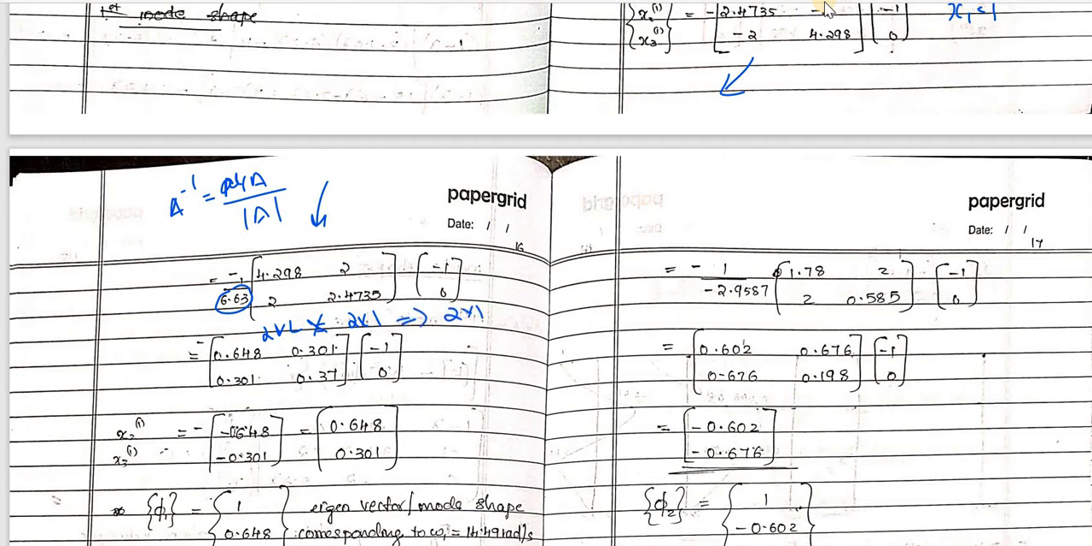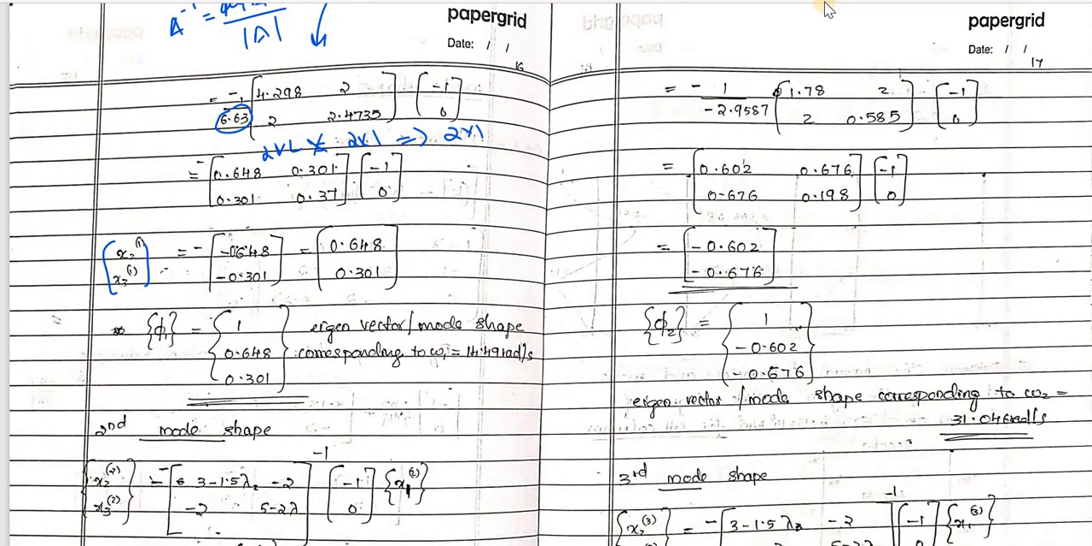So you can write, I will be getting x2, x3 matrix is equal to 0, 6, 8, 4, 0, 3, 0, 1. So my first mode shape will be phi 1 is equal to 1, 0, 6, 4, 8, 1 and 0, 3, 0, 1. Okay, that is the easiest way.